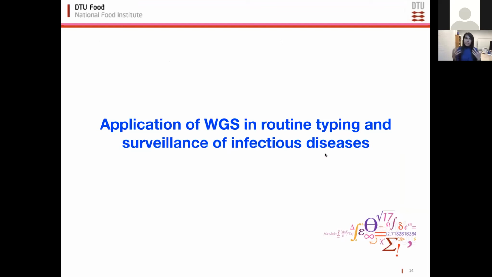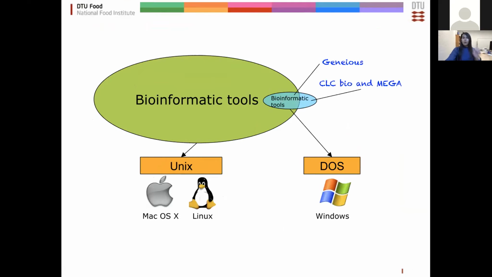And now I'm going to take you through how we can actually apply those sequencing data for typing and surveillance of infectious diseases. Of course, now you have the data, but the sequencing data is just like a language. You need some kind of interpreter to understand that language. And the interpreters that I'm talking about to understand the sequencing data are called bioinformatic tools.